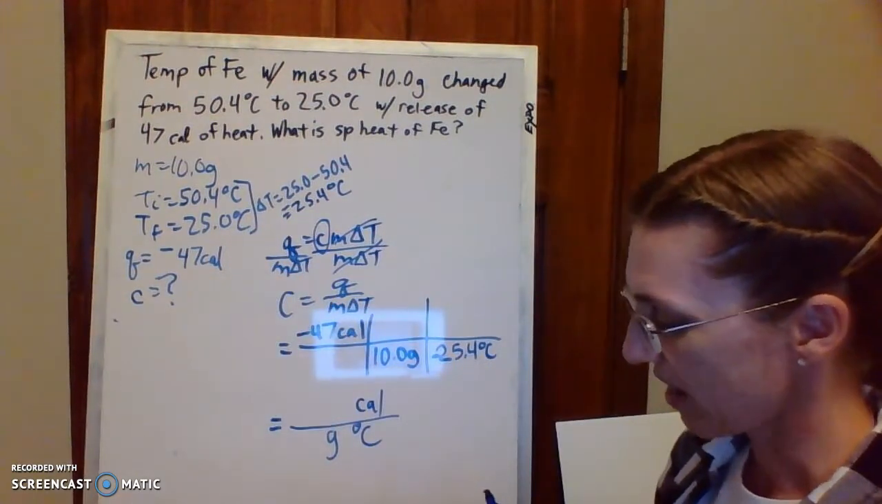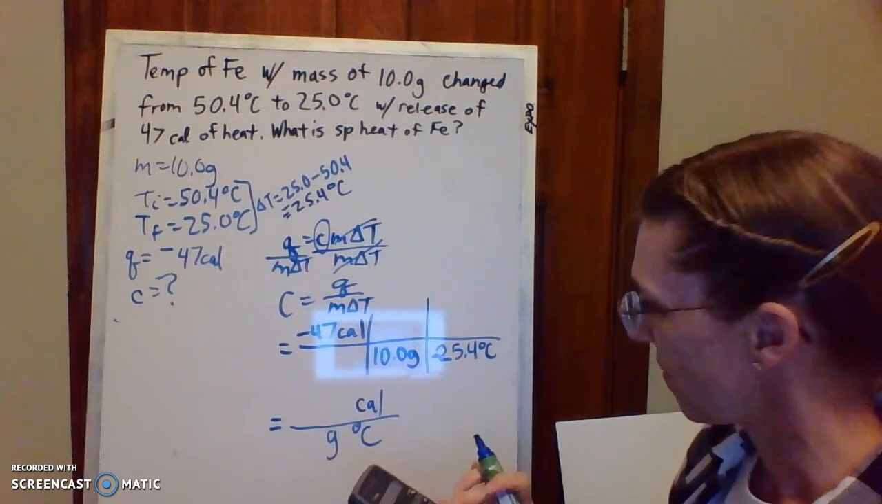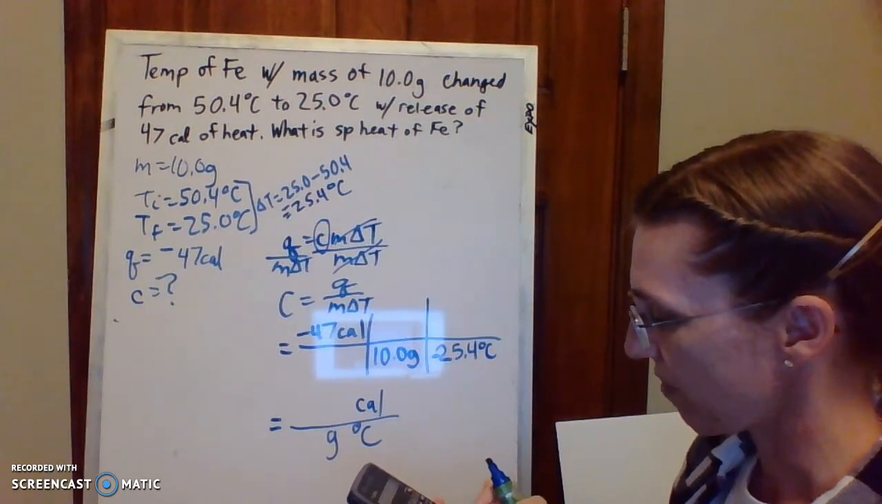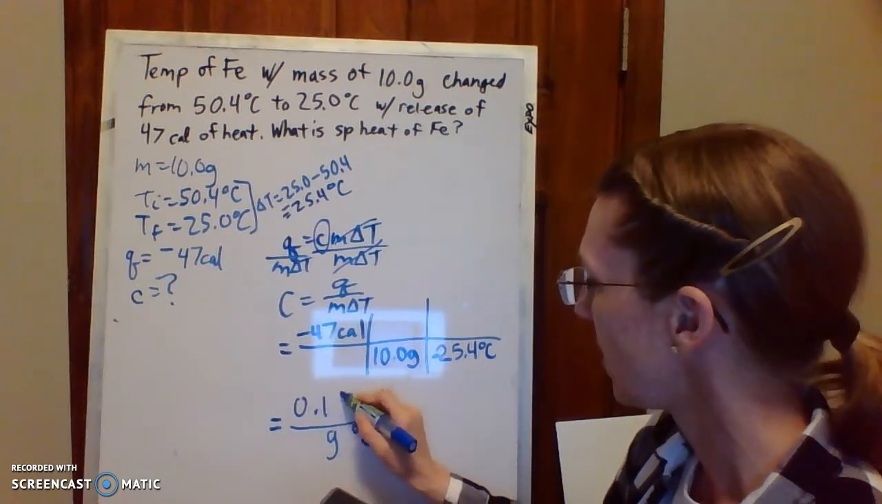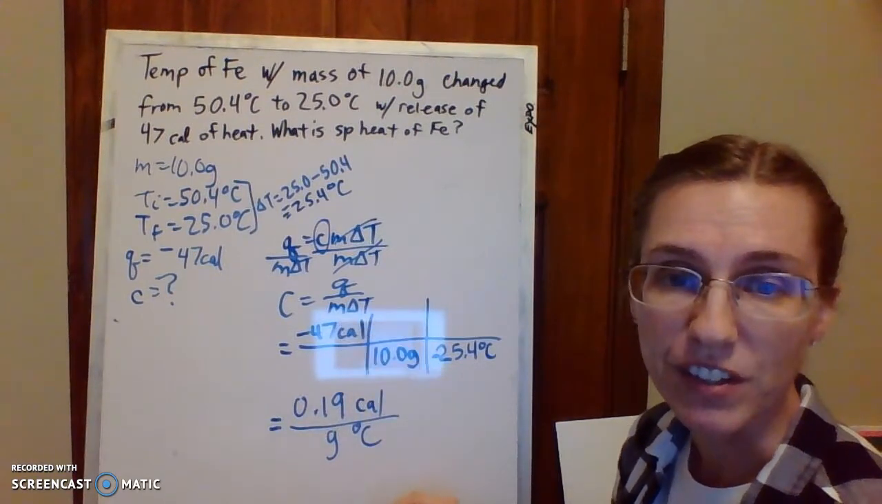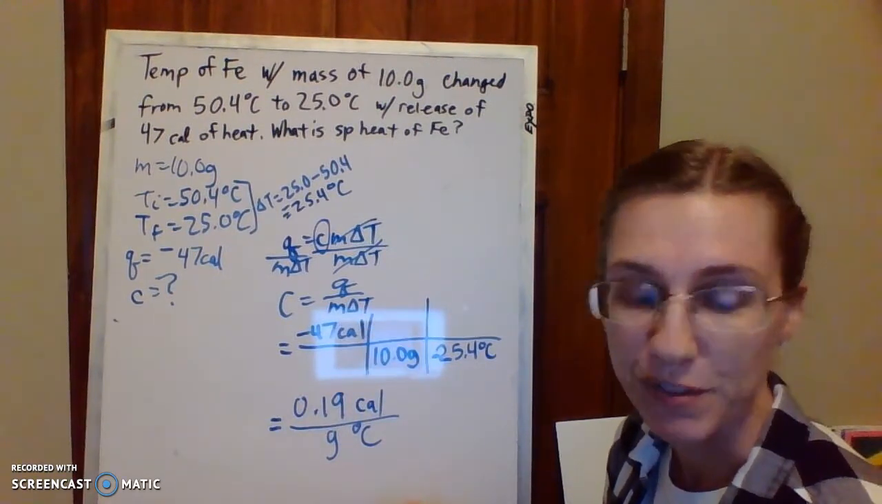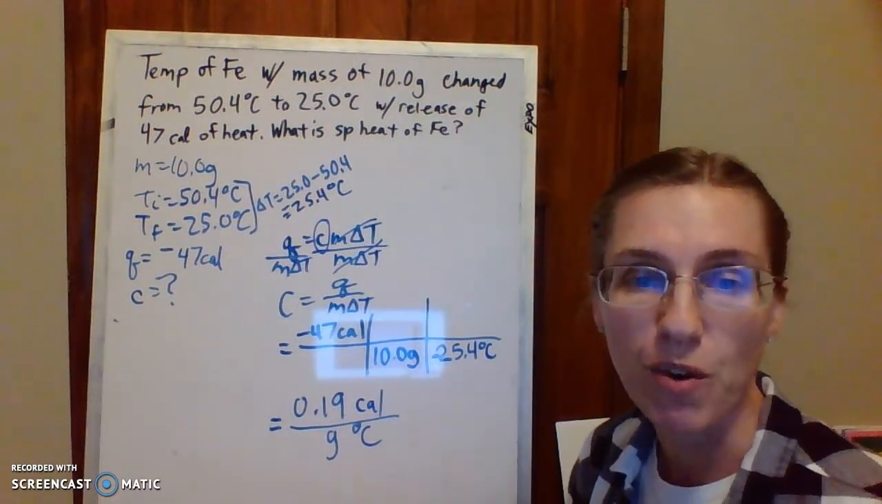Let's go ahead and do the calculation. 47 divided by 10 divided by 25.4, and we get 0.19 calories per gram degree Celsius, considering we need two significant figures because this has two significant figures. So we've worked some problems with significant figures, and hopefully you're understanding.